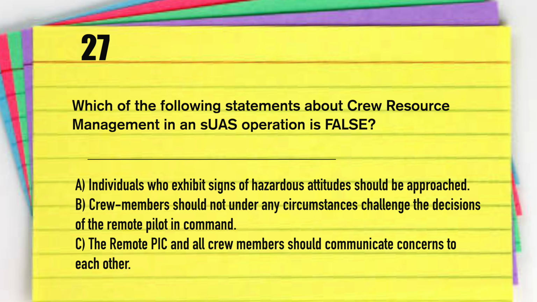Flashcard 27. Which of the following statements about crew resource management in an SUAS operation is false? A. Individuals who exhibit signs of hazardous attitudes should be approached. B. Crew members should not under any circumstances challenge the decisions of the remote pilot in command. Or C. The remote PIC and all crew members should communicate concerns to each other.